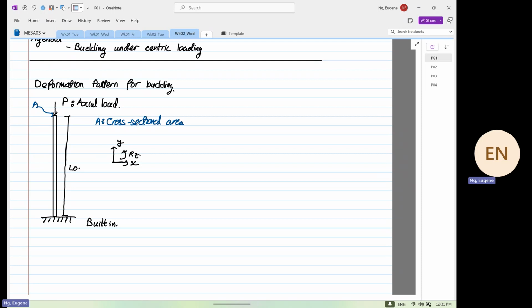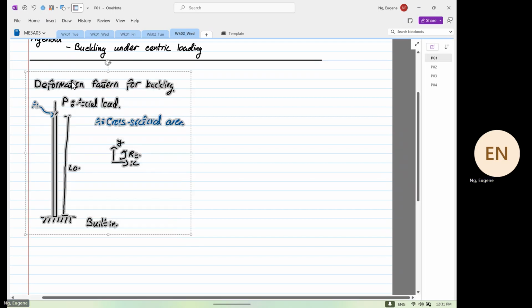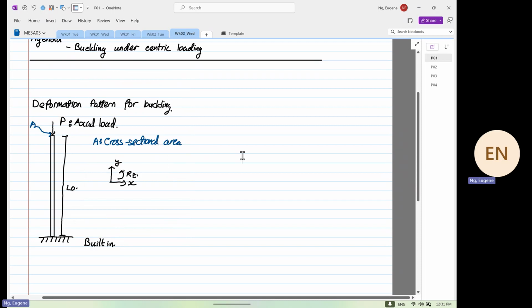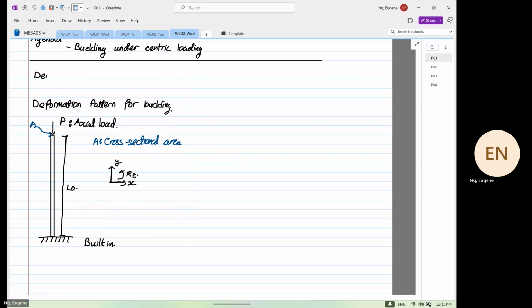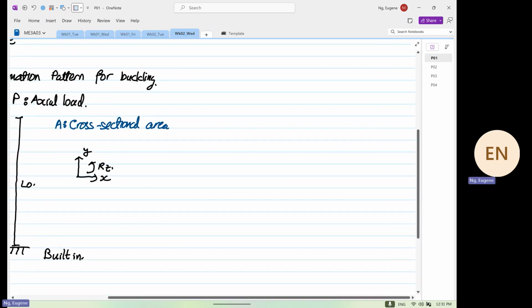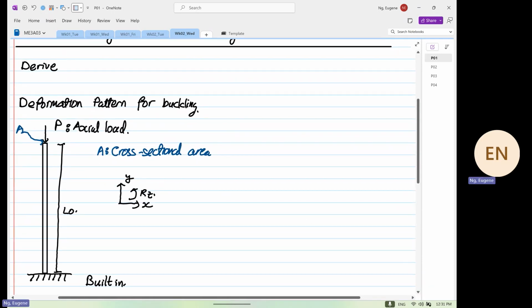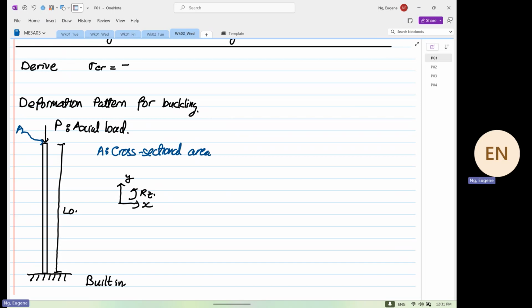So the next thing that we are going to look at, before I go on, what we are trying to achieve at the end of the day is we are trying to prove, I'll move this down here. We are going to derive that the critical stress is equal to pi squared EI over L squared A.